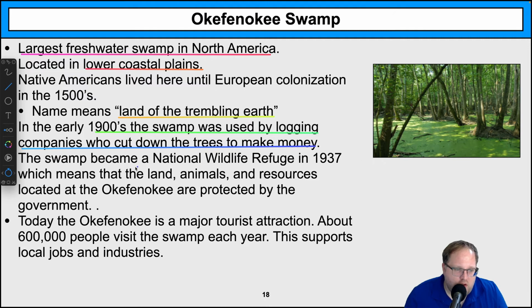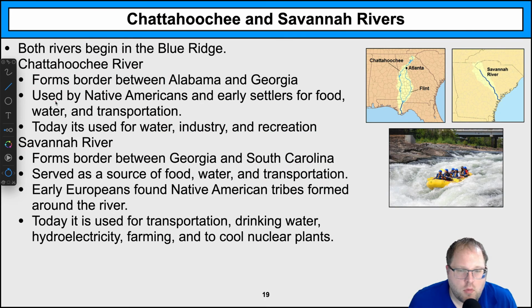In 1937, in order to protect the swamp, it was turned into a national wildlife refuge. So you can no longer go there and cut down trees or hunt animals. Everything in the Okefenokee Swamp is protected by the federal government. Today, the Okefenokee is a major tourist attraction, and hundreds of thousands of people visit the swamp every single year. And this helps support the local tourist industries in the lower coastal plains.